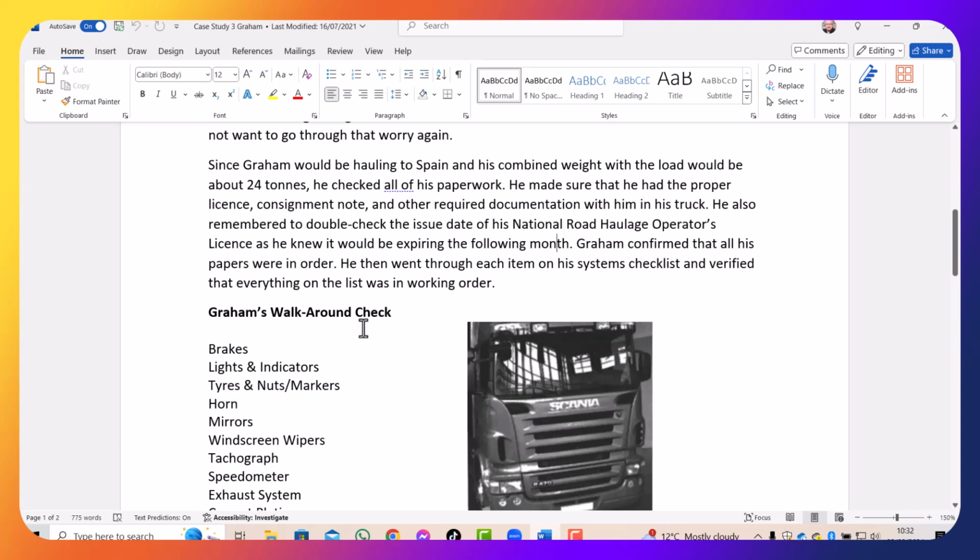Graham confirmed that all his papers were in order. He then went through each item on the system checklist and verified that everything on the list was in working order.